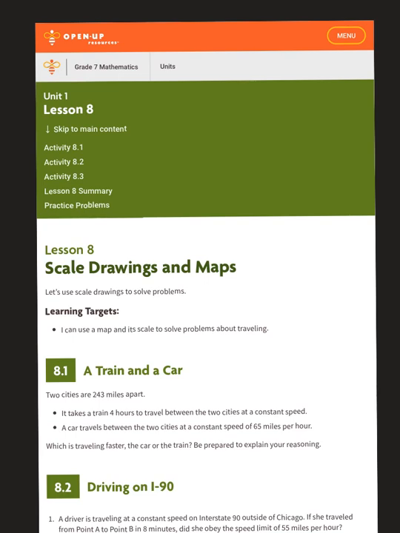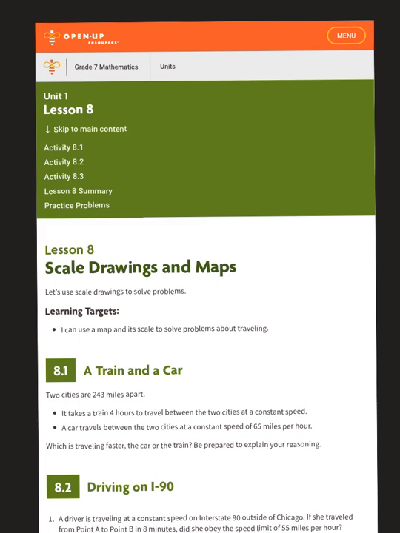So if we look at 8.1, we're on page 69. So if we open our books, follow along, take notes. It says, two cities are 243 miles apart. It takes a train 4 hours to travel between the two cities at a constant speed. A car travels between the two cities at constant speed at 65 miles per hour. Which is traveling faster, the car or the train?